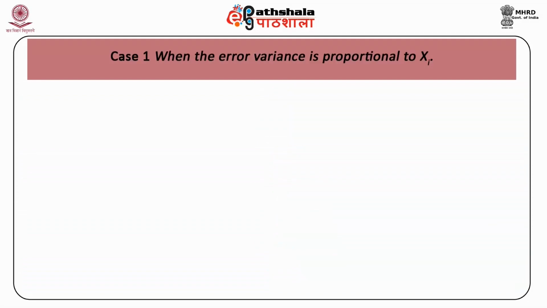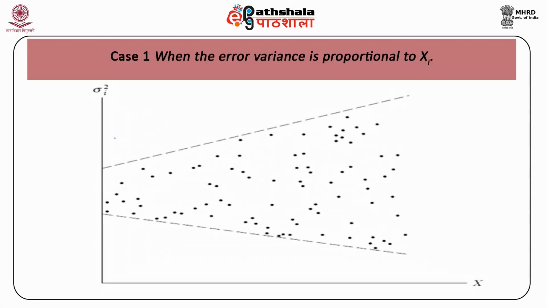Run the original OLS regression and obtain the residuals. Plot the square of these residuals against the explanatory variable x. If we get a similar pattern to figure 1, then we say that the error variance is proportional to, or linearly related to, x, and is the factor of proportionality, which is a constant.